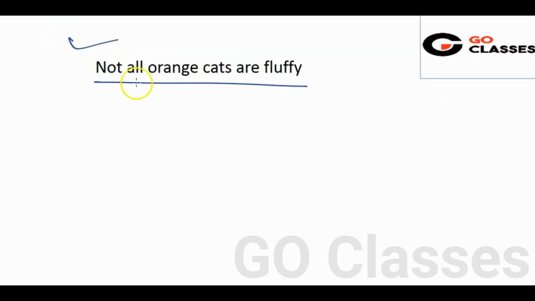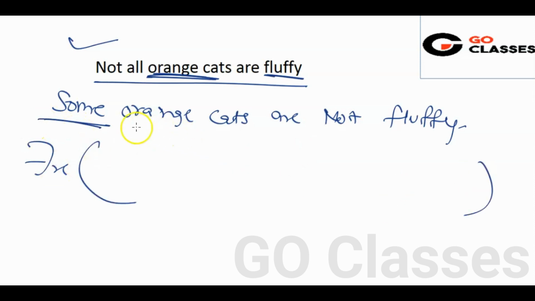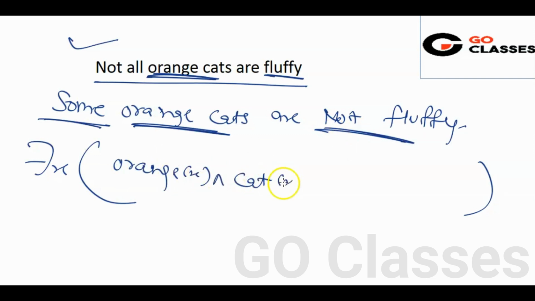So now he is saying not all orange cats are fluffy, it means some orange cats are not fluffy, right? Because this is saying not all orange cats are fluffy. It means some orange cats are not fluffy. And this you can very easily write. There exists X which is orange cat and not fluffy, which is orange and which is cat and not fluffy. Negation of fluffy. Very simple.